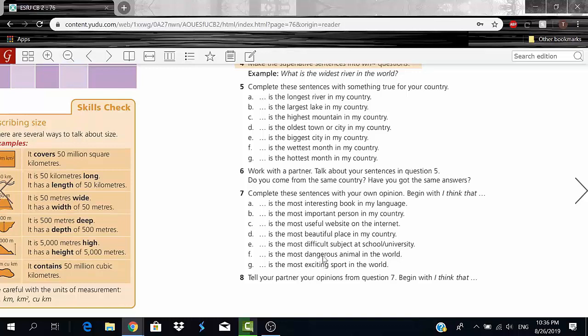So obviously this is going to be subject to change depending on where you live. Someone in the United States probably doesn't watch as much soccer as the rest of the world. So we'll go with soccer or football. I think that soccer is the most exciting sport in the world.